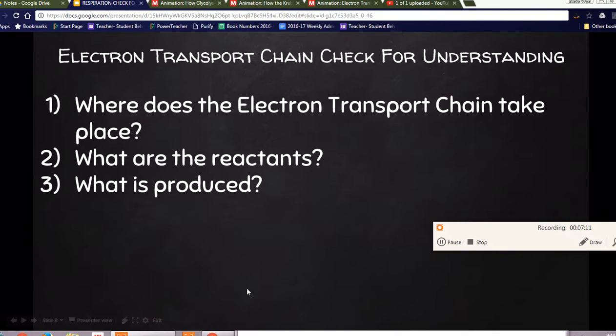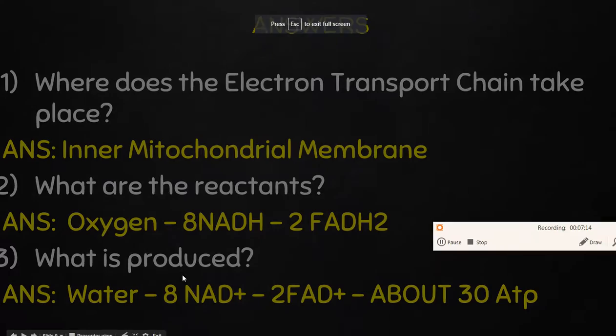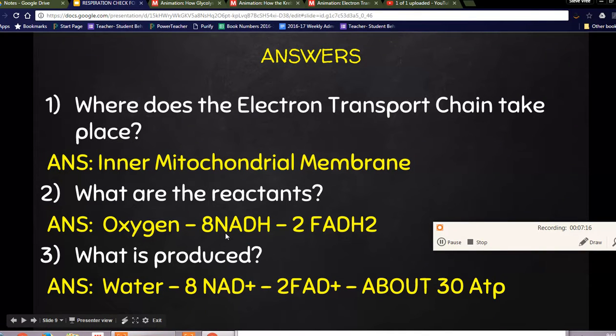Okay, here are the answers. So where does this take place? In the inner mitochondrial membrane. Mitochondria is fine. The reactants are oxygen, the 8 NADs we had, really 10 NADs, and the 2 FADs. And what is produced is water, and then our NADs are going to turn into NAD+, our FADs are going to turn into FAD+, but most importantly, we're going to make a whole bunch of ATP, about 30 of them.